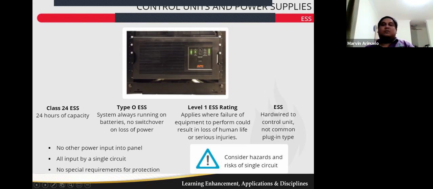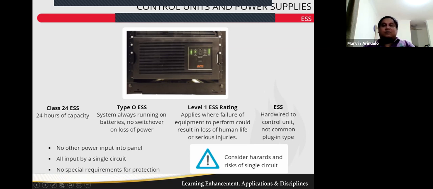Uninterruptible power supply option. When the ESS option is used to provide secondary power, the ESS must be Class 24, meaning 24 hours of capacity must be provided. And the code also requires Type 0 ESS, which means that the system is always running on the battery, even when main power is operational. In other words, there is no switch over to batteries upon loss of the incoming power, not even for a fraction of a second.